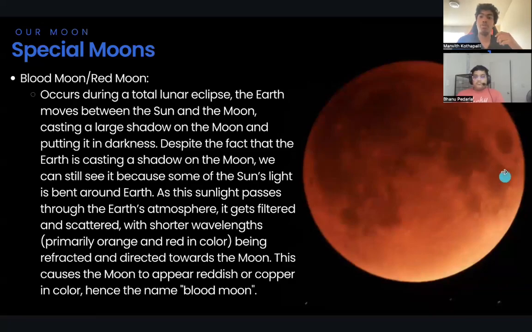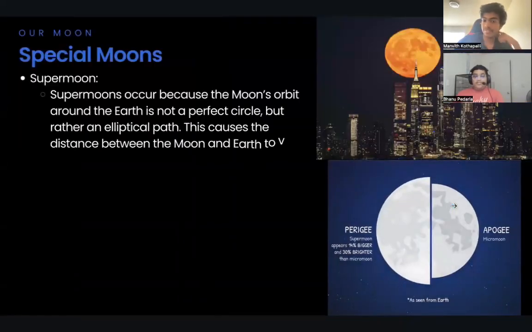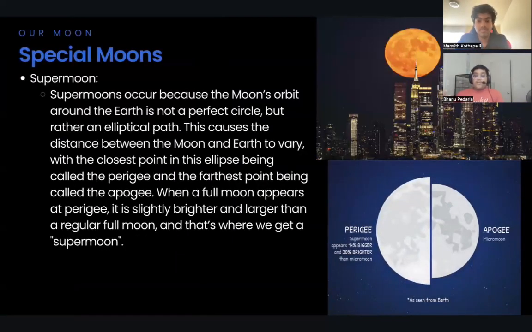Now, Banu will be talking about supermoons. Supermoons occur because the moon's orbit around the Earth is not a perfect circle, but rather elliptical. This causes the distance between the moon and the Earth to vary, with the closest point in the ellipse being called the perigee and the furthest point being called the apogee. When the full moon appears at the perigee, which is the closest point to Earth, it is slightly brighter and larger than a regular moon, and that's when we get a supermoon.